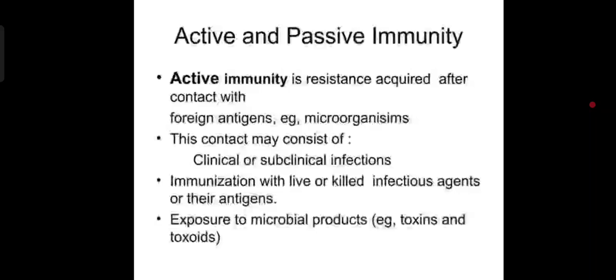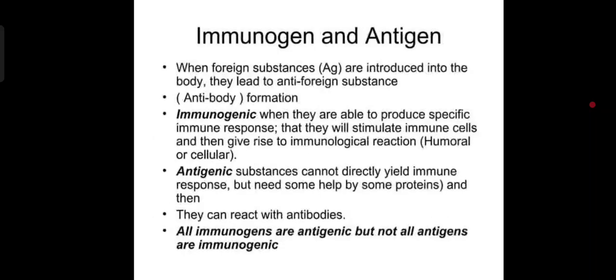Active immunity or passive immunity. Active immunity is resistance acquired after contact with foreign antigens, for example microorganisms, bacteria, virus, fungi and protozoa. This contact may consist of clinical and subclinical infections, immunization with live or killed infectious agents or their antigens, and exposure to microbial products, toxins and toxoids. Immunogen and antigen: when a foreign substance antigen is introduced in the body, it leads to anti-foreign substance antibody formation.